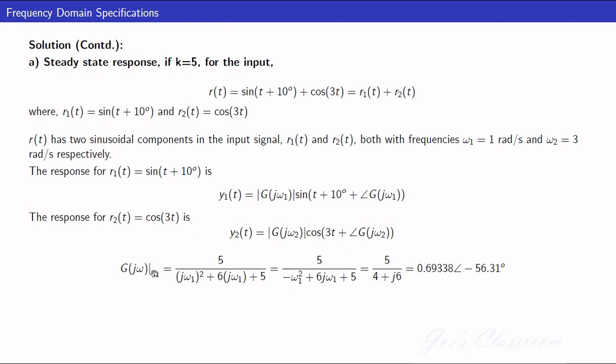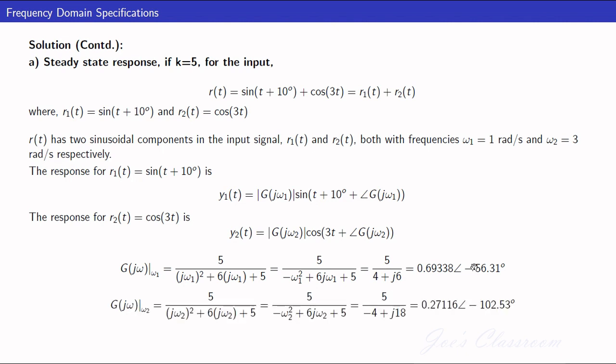G(jω) at ω1 is what we call G(jω1). We already obtained the closed loop transfer function as 5 over s² + 6s + 5 for a K value of 5. Here, instead of s, I have to replace it with jω1. If I put those values, this is what I get. Substituting ω1 equal to 1 radian per second, I get this complex number, which I can write in polar form. This is going to be the magnitude, and this is going to be the phase angle.